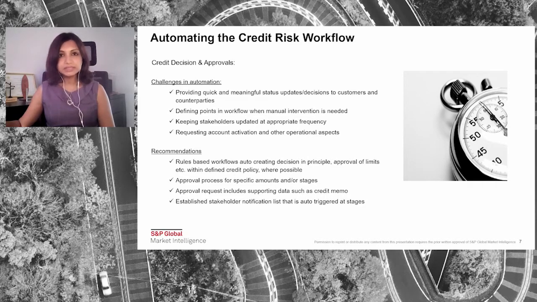There are some points in the workflow where manual intervention is likely needed. So automation might not be possible, and you might need to find the right balance. Two of the most common points are when a customer or counterparty requests exceeding credit limits, or if data points are missing, which requires manual intervention from the credit analyst to calculate the credit limit. So the balance between manual intervention and automation needs to be carefully looked at.